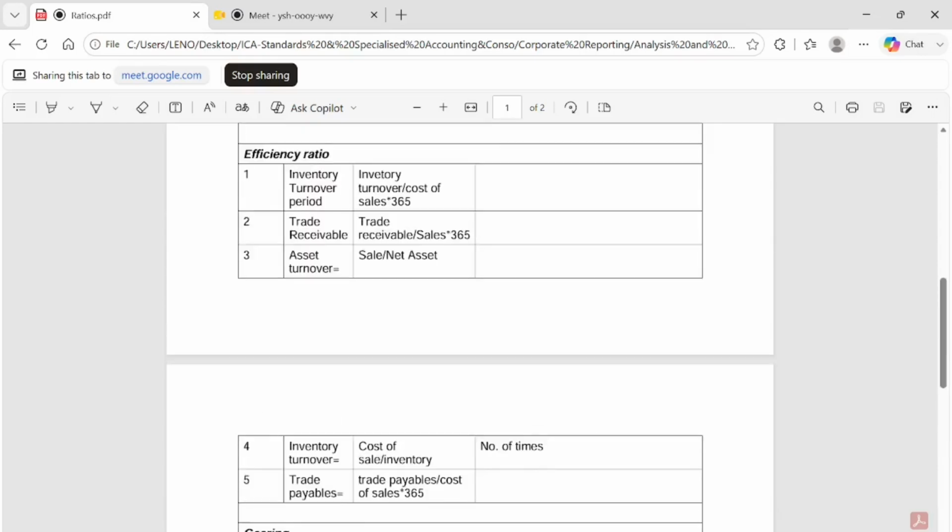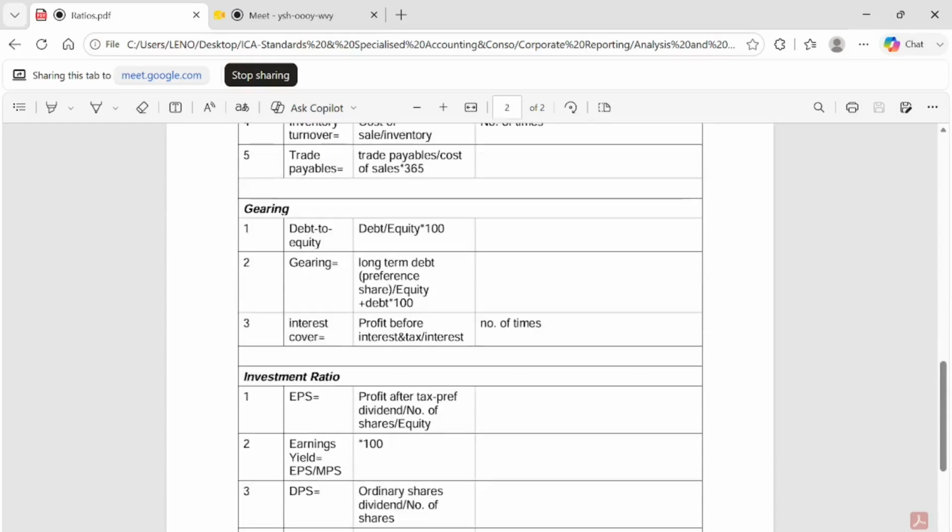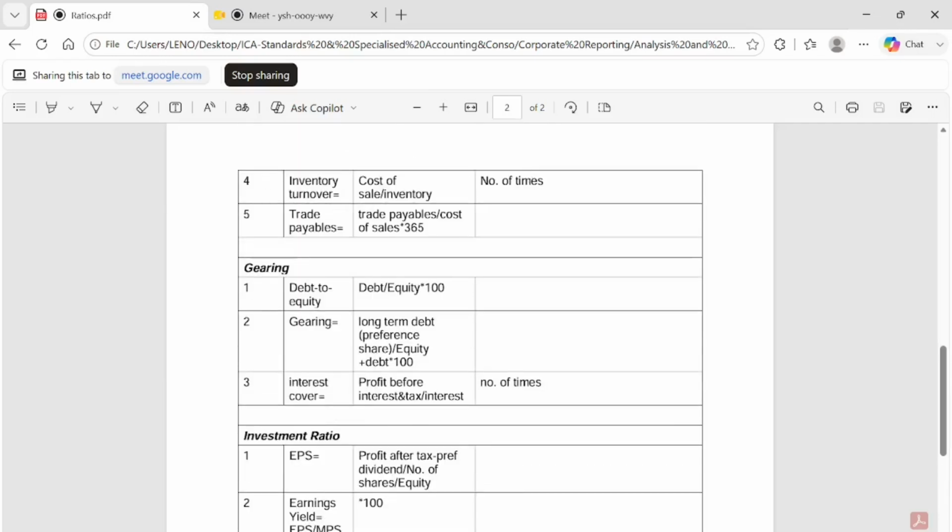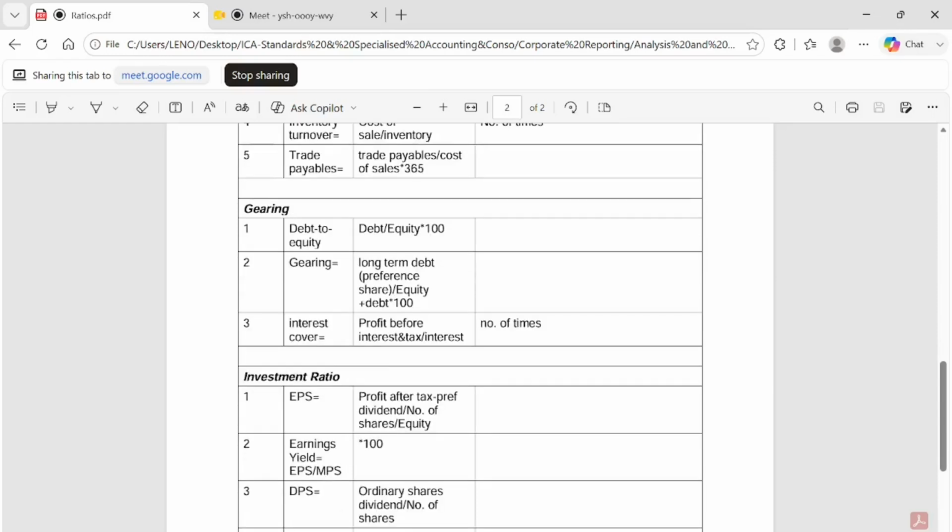Still under efficiency ratio, we have trade payables. Sorry, the inventory turnover, the formula is cost of sales over inventory. Now, cost of sales, I said that if they did not provide you with cost of sales, use purchases. You understand? In place of cost of sales.